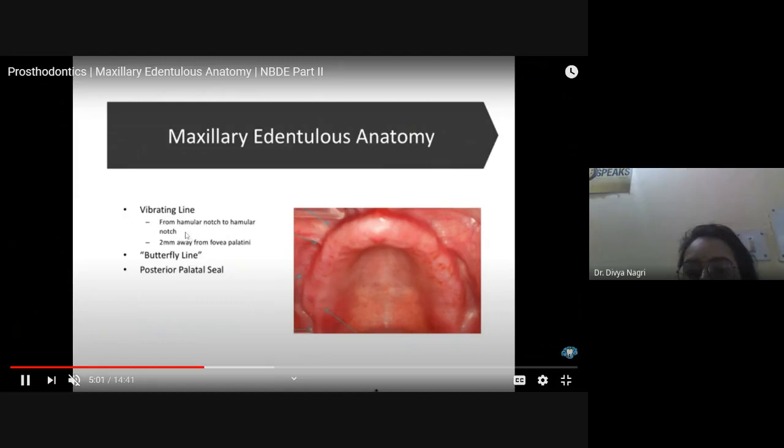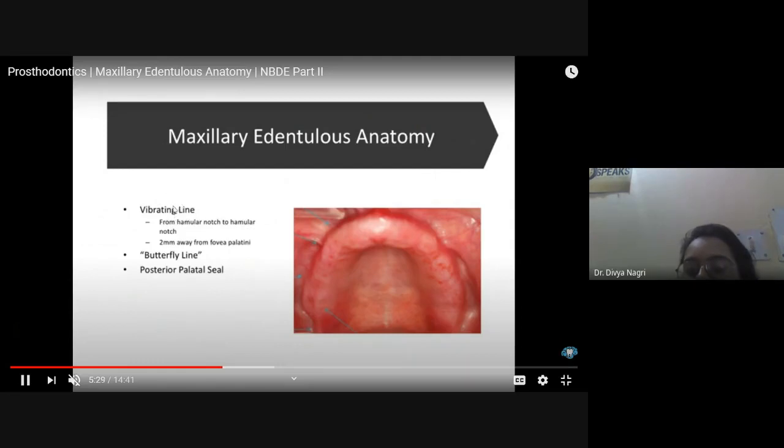It is 2 mm away from the foveae palatinae. Now, if we see the foveae palatinae, here are two small dots. These two small dots are basically the orifices of the minor salivary gland ducts. And approximately 2 mm behind these, you can have the vibrating line.